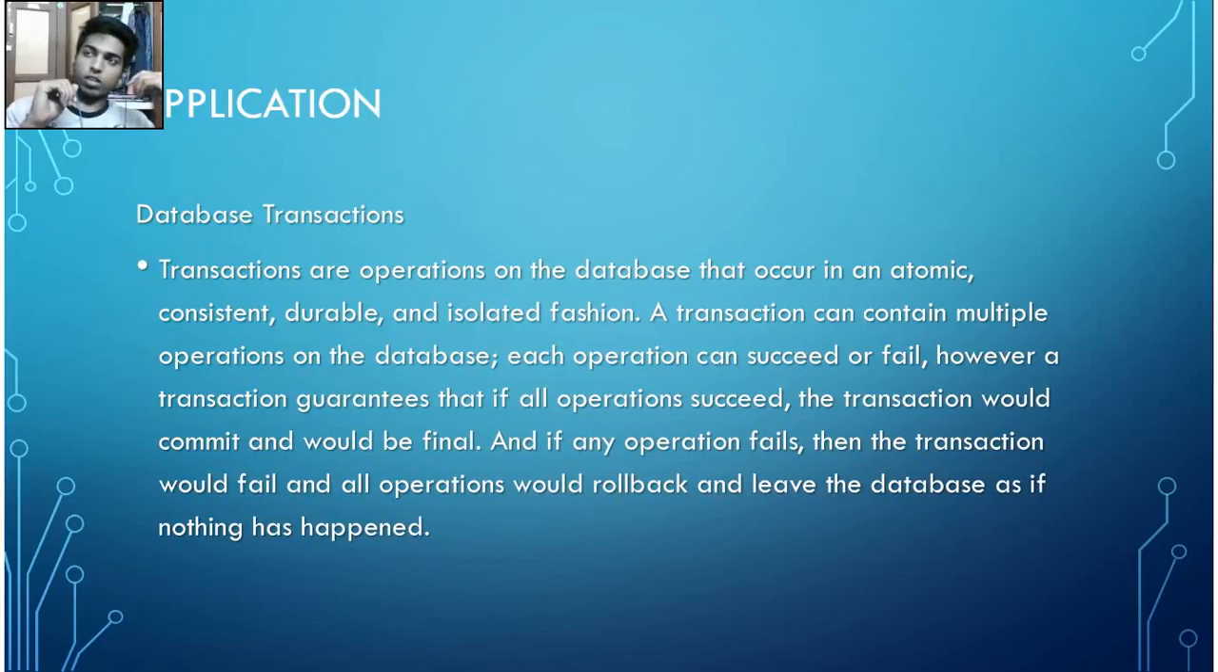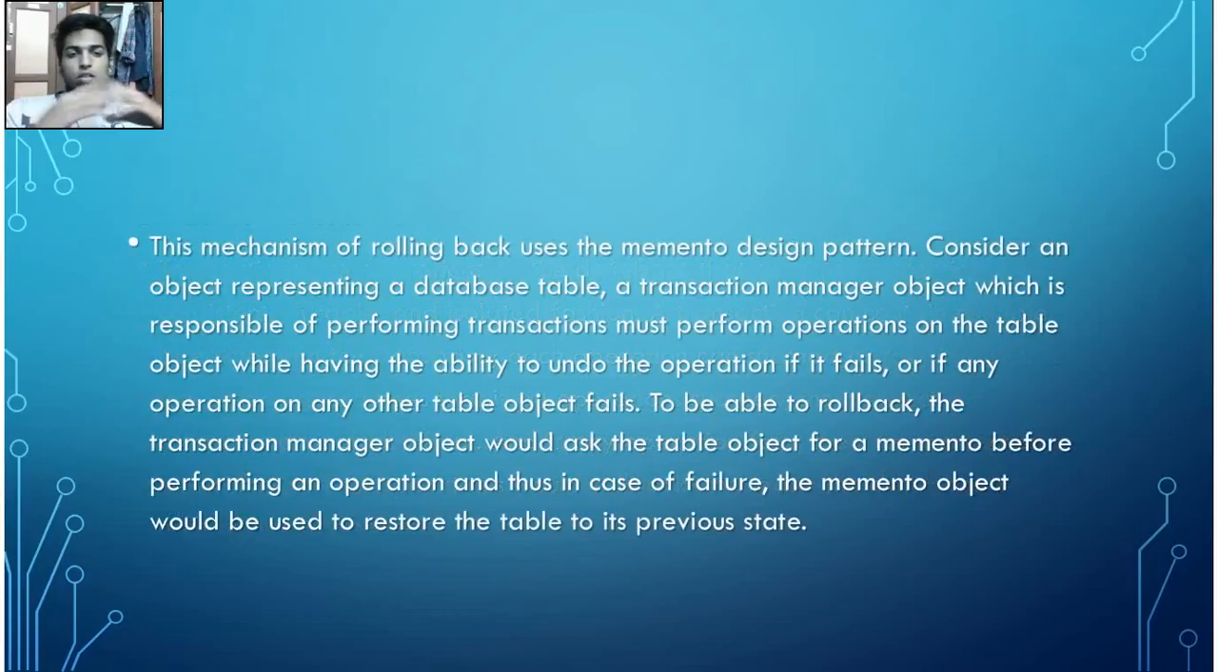So if the instruction being executed is successful, we commit, that is, save that particular point and give it to the caretaker. Now if any operation fails, then the transaction would fail and all operations would roll back and leave the database as if nothing has happened. So let's see how the implementation actually works. The mechanism of rollback is like this: let's say we are doing some operation on a table. Before doing the operation, the database engine takes a memento of that table and saves it, keeping it on one side.